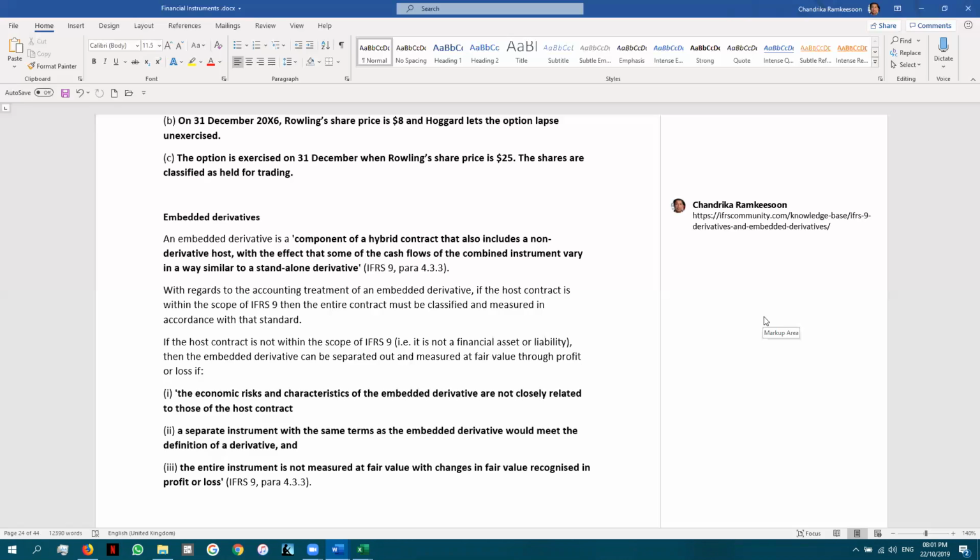Now, let's again consider, if the host contract, meaning it's a financial asset such as an investment in the bond of a company, as we saw, investment in debt, as we saw earlier in this handout, now that's a financial asset.